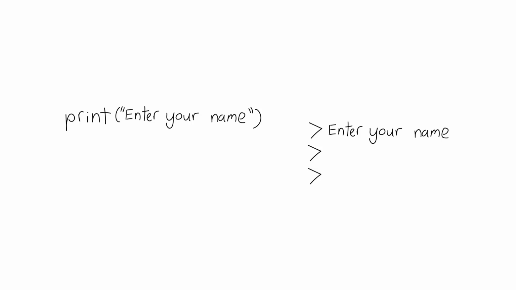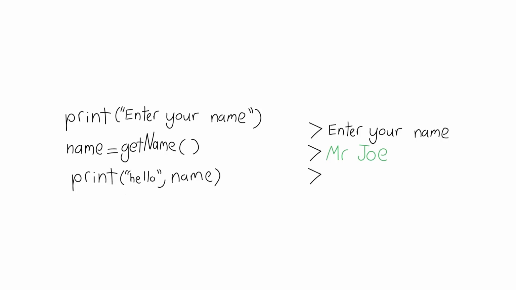Now consider this simple program. It prints, enter your name. It then gets your name, so you enter Mr. Joe, and it saves it as name. It then prints hello, and then name, so hello, Mr. Joe. Let's see what this looks like under the hood.